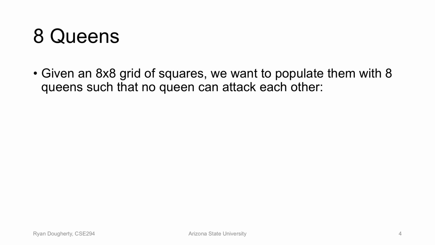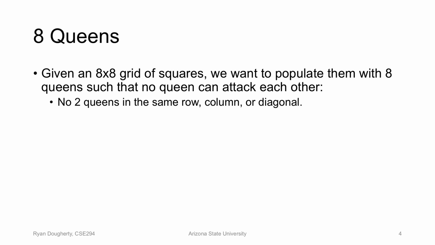So obviously I can't put them all on the main diagonal, right? Because each of them can attack each other by going along the diagonal. But one technique you can use is to go 2 spaces over and 1 down, because that's not one of the 8 directions. So you can try that way, but what I want to do is use a backtracking algorithm to solve this problem. Okay. So no 2 queens in the same row, column or diagonal is another way to say the same thing.